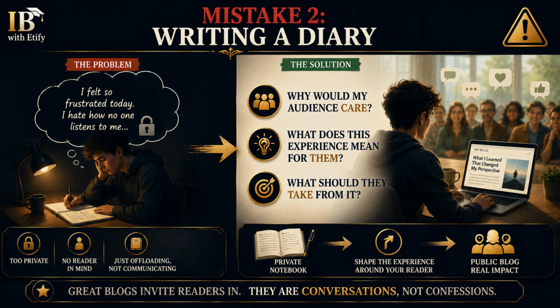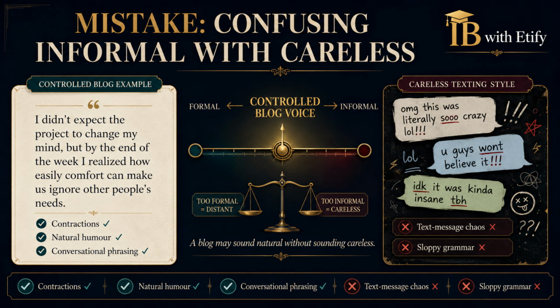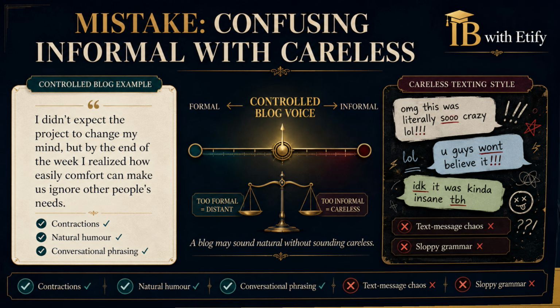The second mistake is writing a diary instead of a blog. If most sentences simply narrate private feelings with no awareness of readers, the response may drift towards diary writing. Keep asking, "Why would my audience care? What does this experience mean for them?" The third mistake is excessive informality. Contractions are fine in many blogs. Conversational phrases can be fine. Humor can be excellent. But accuracy, clarity, and sophistication still matter.